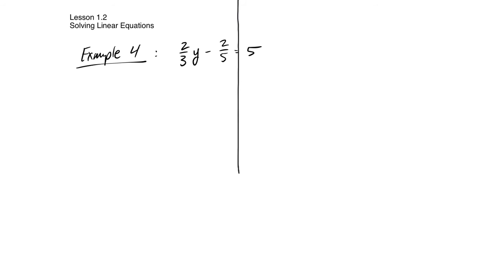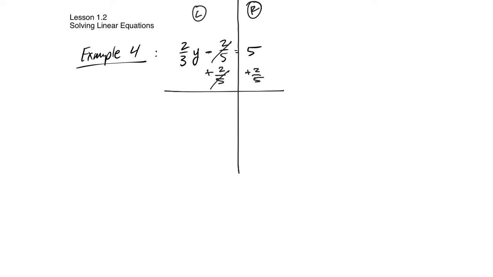2/3 y minus 2/5 equals 5. I have a left side and a right side. We're going to do this without canceling the fractions out. We're going to use the fractions. So I have 2/5, which is being subtracted from 2/3 y. So I'm going to add 2/5 to both sides because addition is the inverse operation of subtraction.